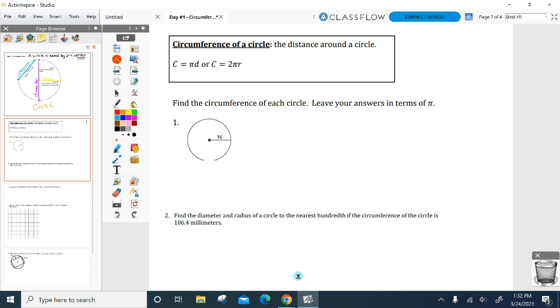The circumference of a circle. You can use one of two formulas. Circumference equals pi times d. D, we just discussed. That is the diameter length. Yes, I plug in the diameter length.